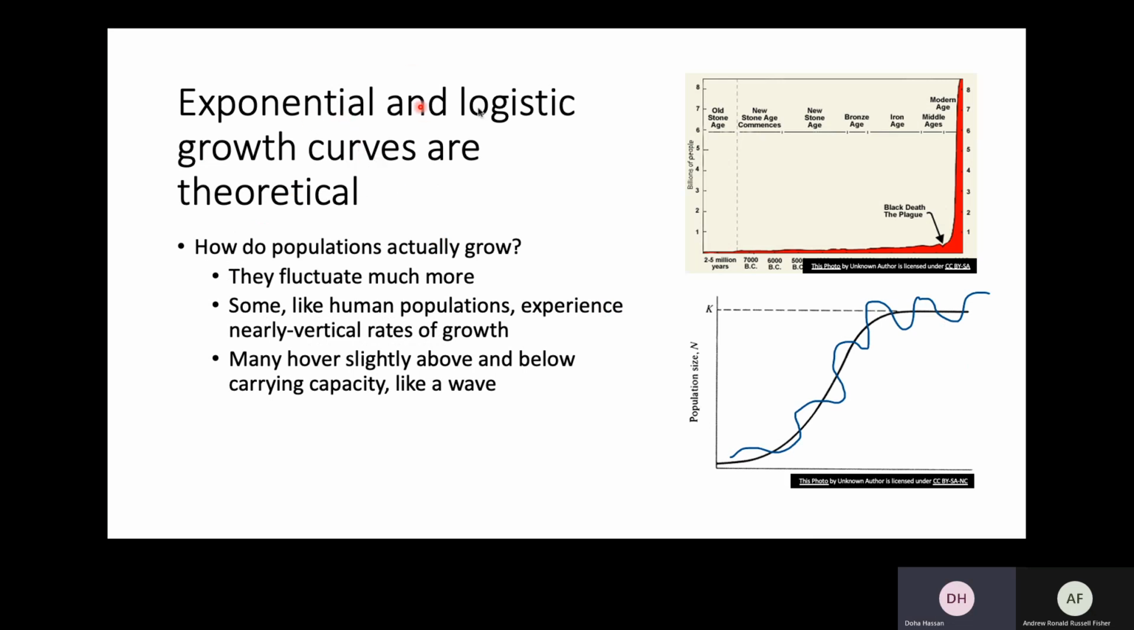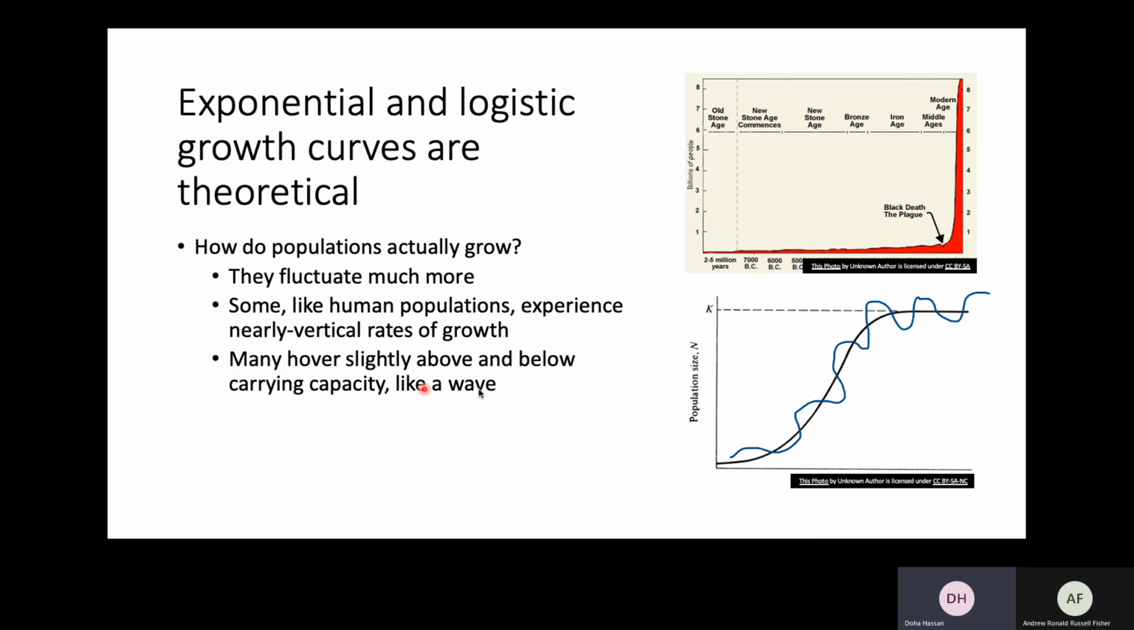Just a reminder that exponential and logistic growth curves are theoretical. Even though I did say that logistic ones are more accurate, neither of them are actually perfect, of course, because real populations experience oscillations, like I was telling you before, and it fluctuates a lot more than those perfect little graphs we're showing you. So some populations, like human populations, experience nearly vertical rates of growth, which is really weird. You can actually see that from the old Stone Age to the modern age. You've had basically a linear growth. It's so weird. But most other populations do not do that.